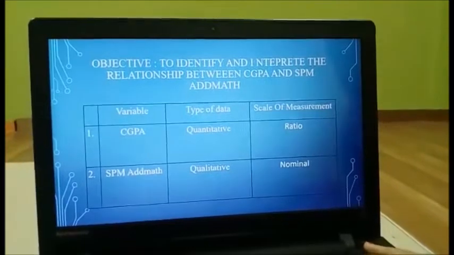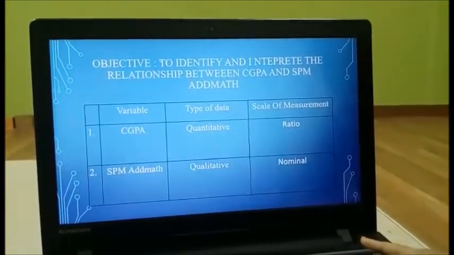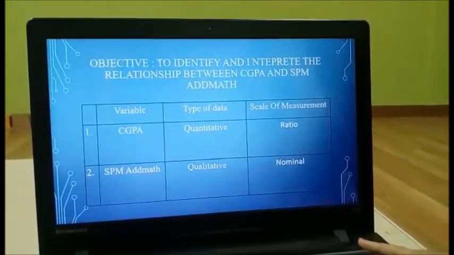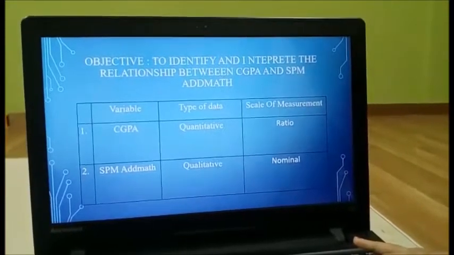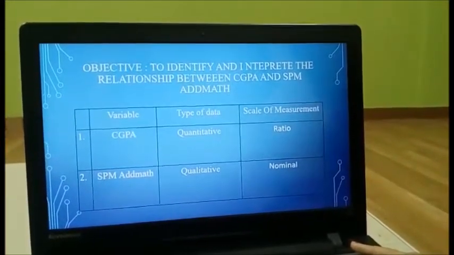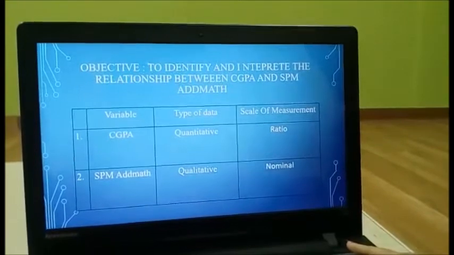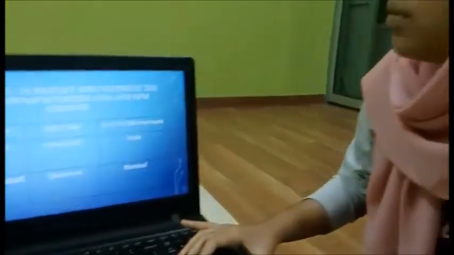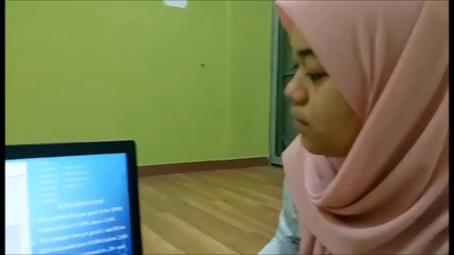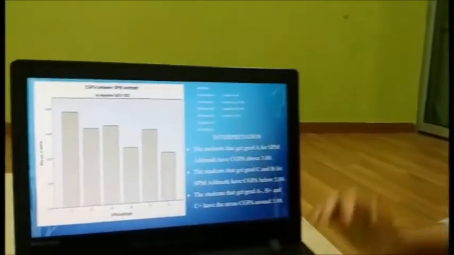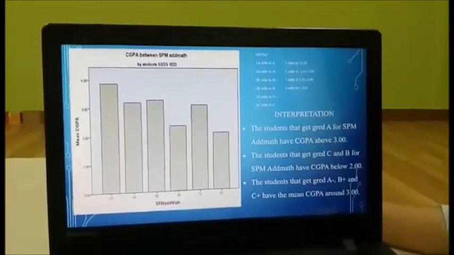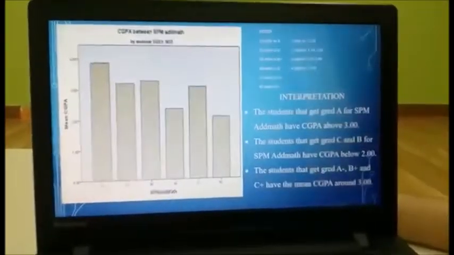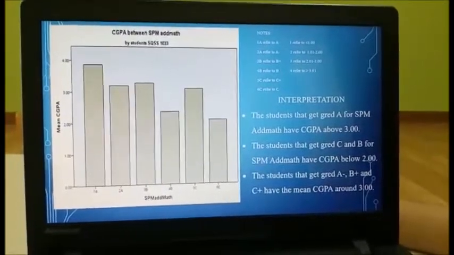Okay, next objective: to identify and interpret the relationship between CGPA and SPM add math. Variables: CGPA and SPM add math. Type of data: quantitative and qualitative. Scale of measurement: ratio and nominal. Interpretation: the students that get grade A for SPM add math have CGPA above 3.00.